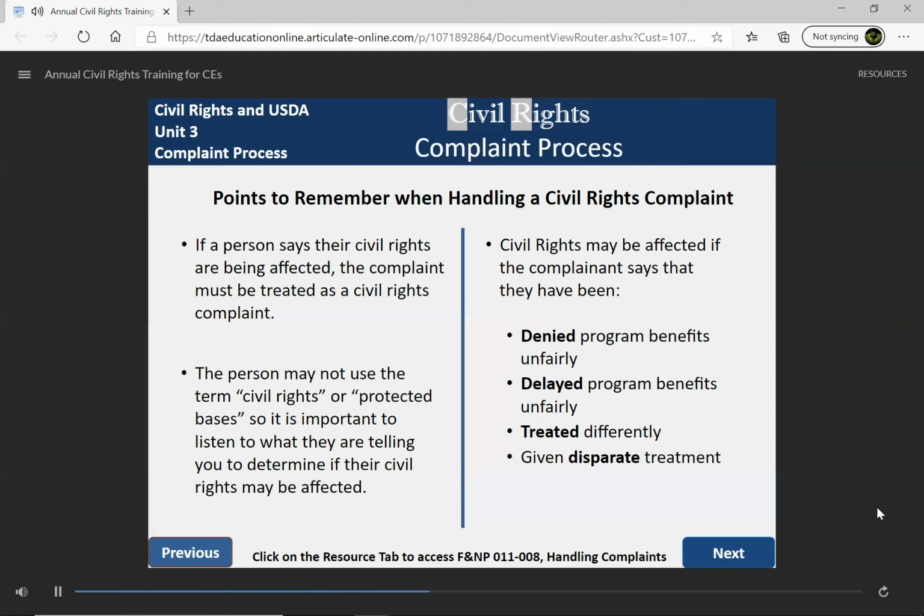Civil rights may be affected if the complainant says that they have been denied program benefits unfairly, delayed program benefits unfairly, or treated differently. This could involve a policy or practice that has an adverse impact, or any form of intimidation or retaliation. Given disparate treatment, this could involve a policy or practice which is not discriminatory, but has a discriminatory impact in practice.